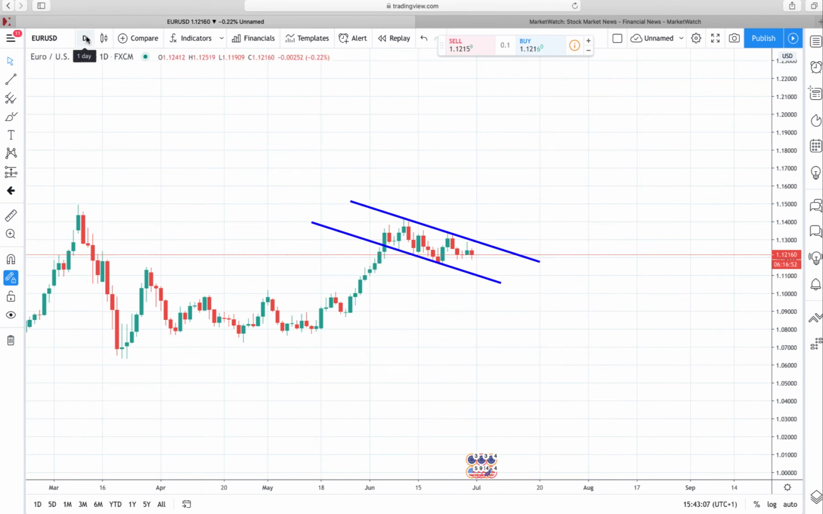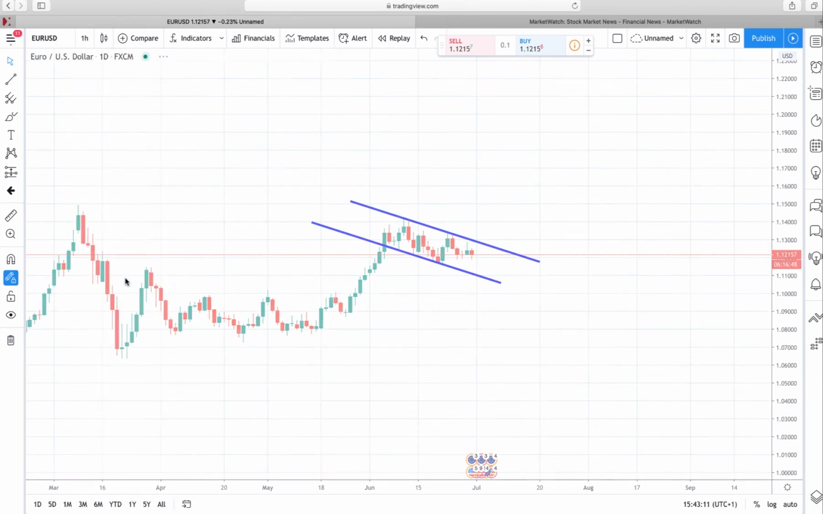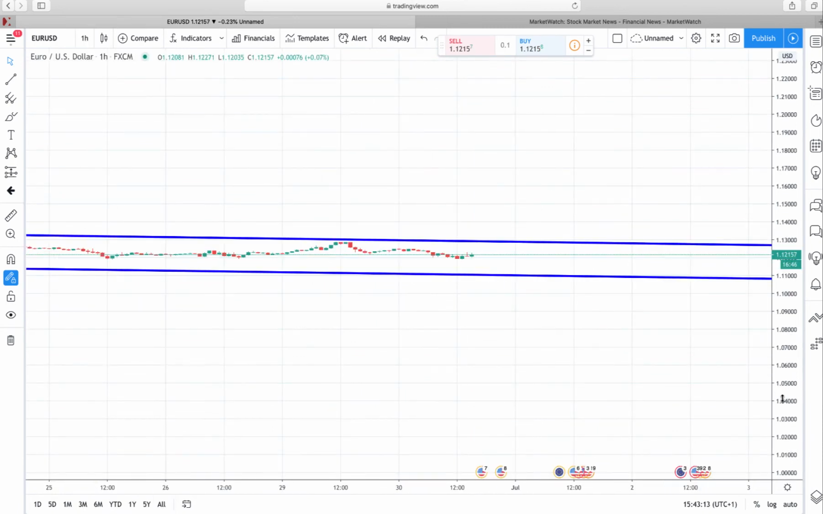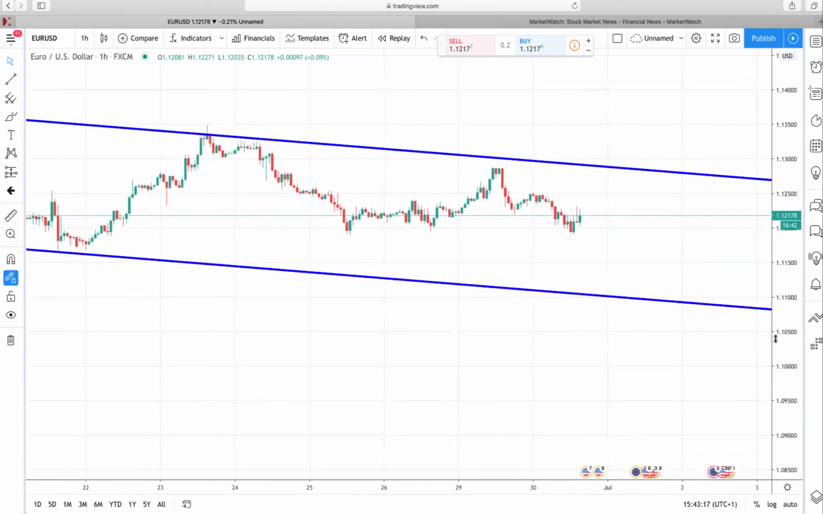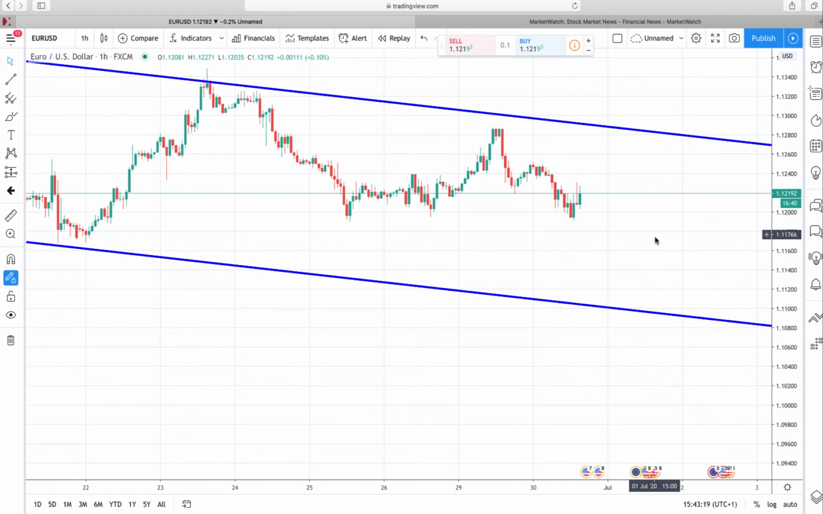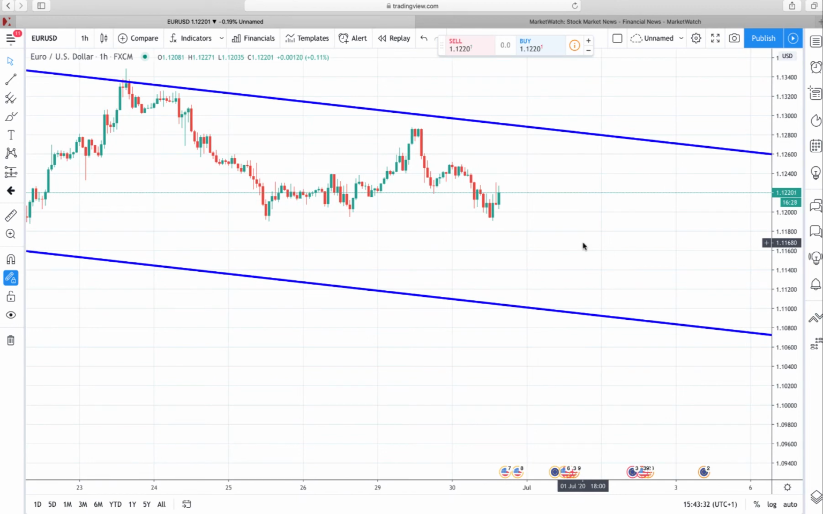And then if you want to look for opportunities here, what you're going to do is, all right, I wanna be a day trader, so I'm gonna go for 1 hour time frame and look for opportunities here in 1 hour time frame based on these two lines here, because I know these two lines here are the strongest lines for the 1 day time frame, okay?